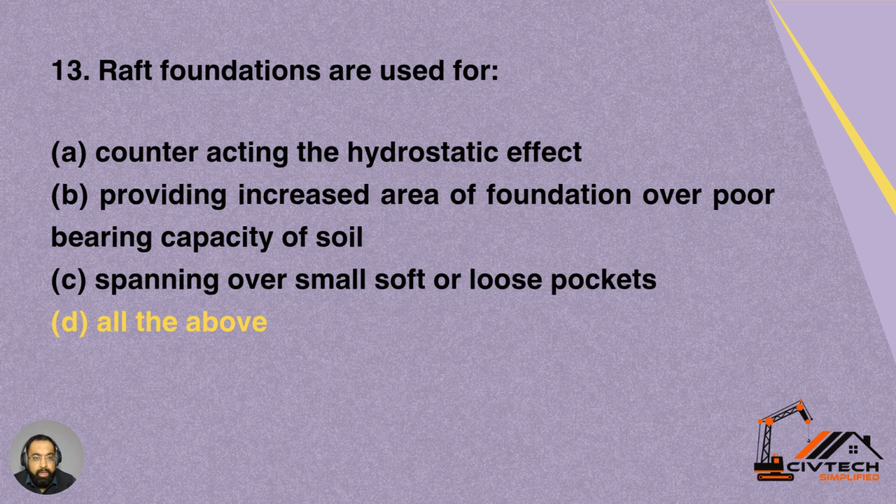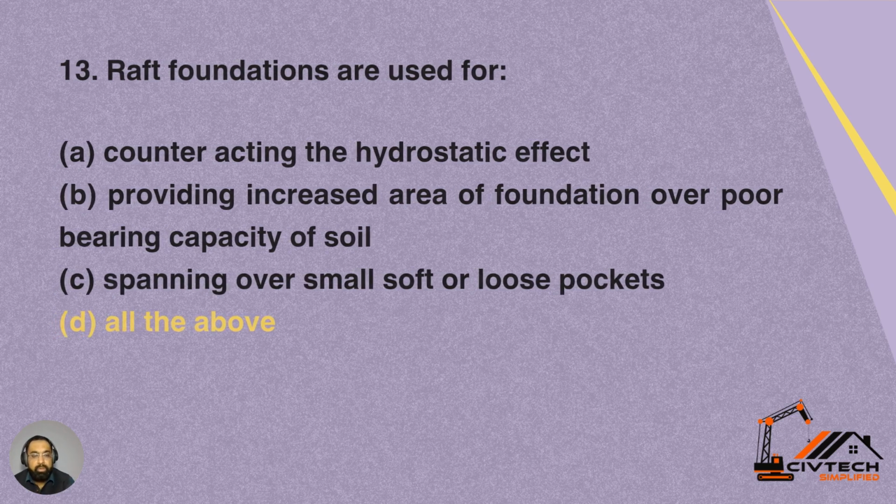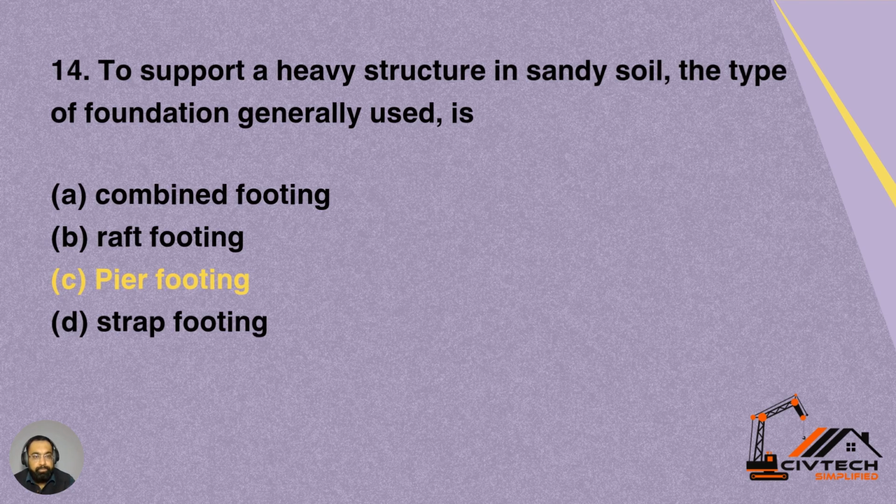Question 13. Raft foundations are used for: A, counteracting the hydrostatic effect. B, providing increased area of foundation over poor bearing capacity of the soil. C, spanning over small, soft or loose pockets. D, all of the above. So raft foundations are normally provided where we encounter the hydrostatic effect of water, providing increased area of foundation over poor bearing capacity. Yes, it provides increased area. Spanning over small, soft or loose pockets, yes, this is also correct. So option D is correct for this question.